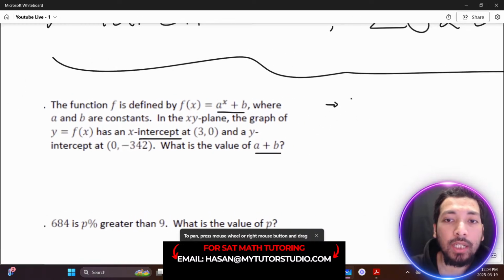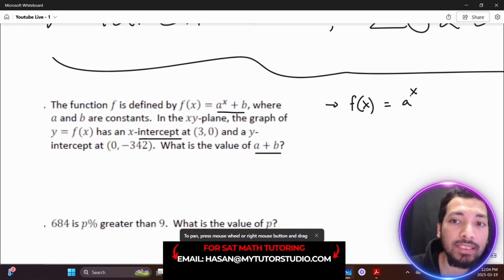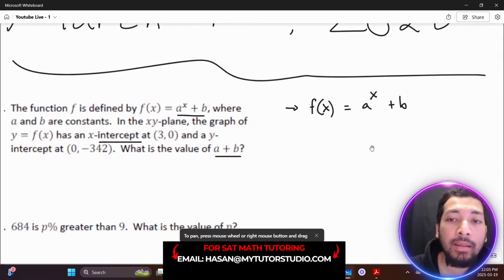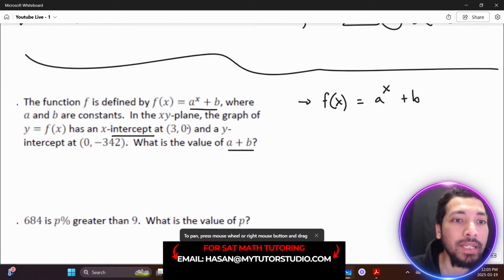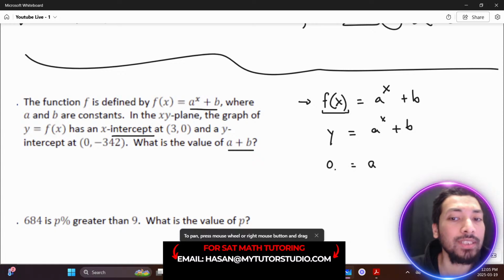So if I look at this function, I have f of x is equal to a to the power of x plus b. And I know that my x-intercept is at 3, comma 0. So this f of x is basically y. So I can write this as y is equal to a to the power of x plus b. So I put y to be 0 and x to be 3. So I have 0 is equal to a to the power of 3 plus b. So that's my first equation.